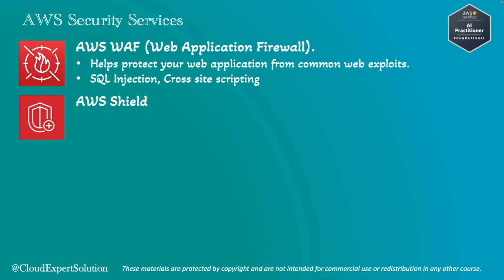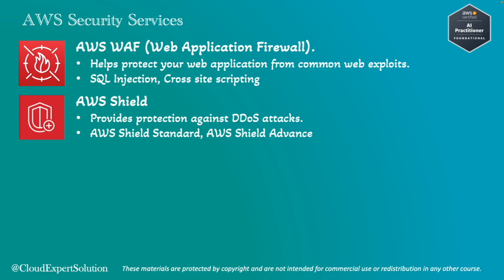Then we have AWS Shield. AWS Shield is for DDoS protection. It provides protection against DDoS attacks. There are two versions of Shield: Shield Standard and Shield Advanced.